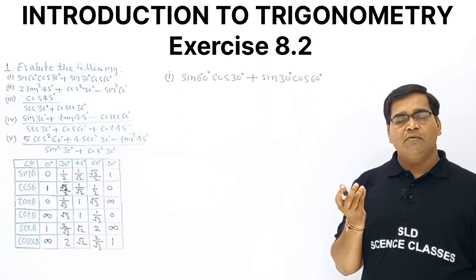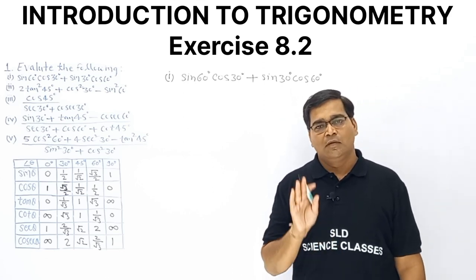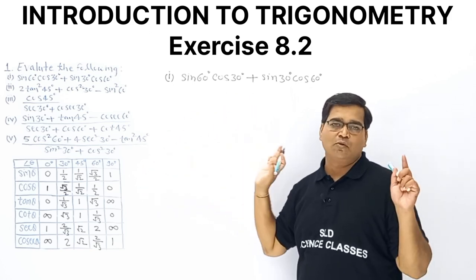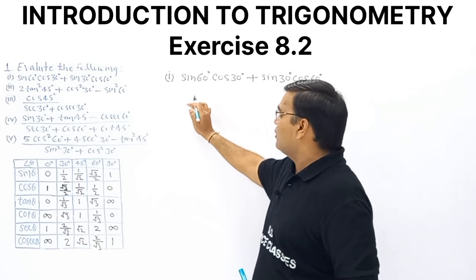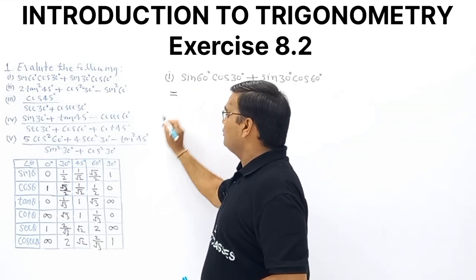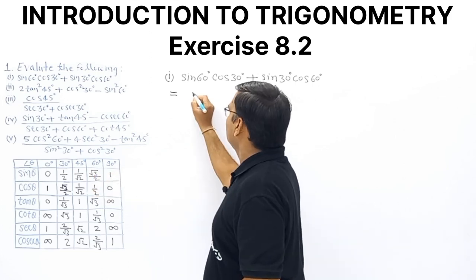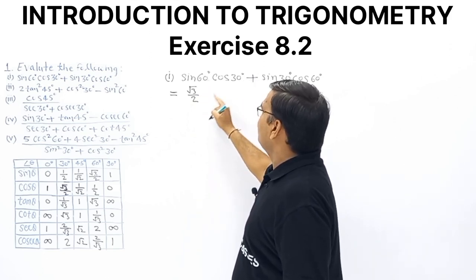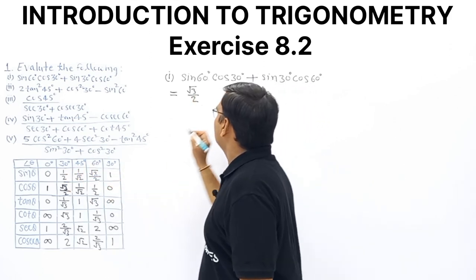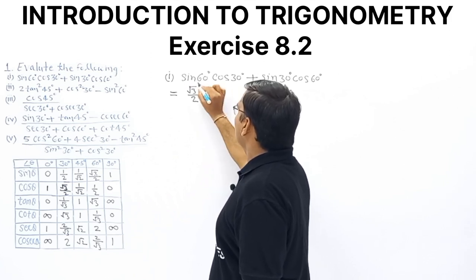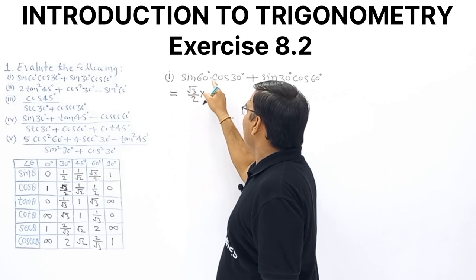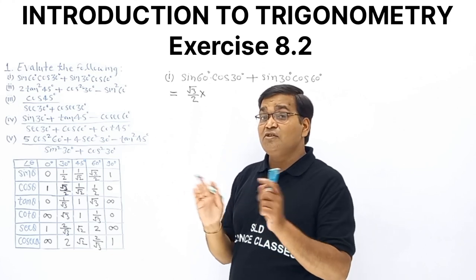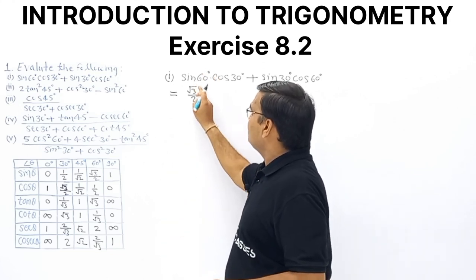Clear? We have one formula. This is a trigonometry formula, but at this standard we will put values directly from the table and solve. That's our task. So sin 60, from the table, is square root of 3 by 2. So put there square root of 3 by 2. Cos 30 is 1 by 2. Both are in multiplication form: sin 60 multiplied by cos 30. Sin 60 is a symbol; sin and 60 are not multiplying. We have the value of sin 60 here.